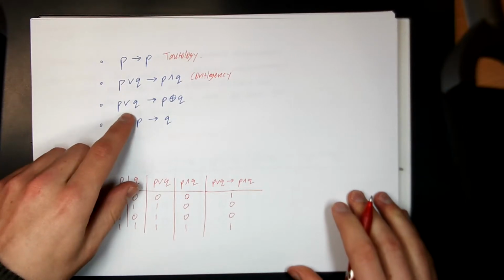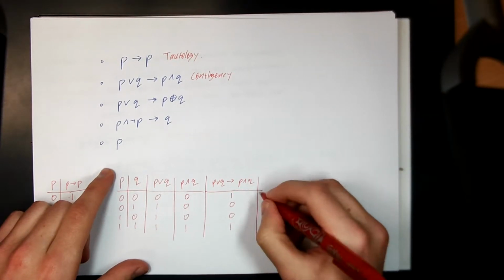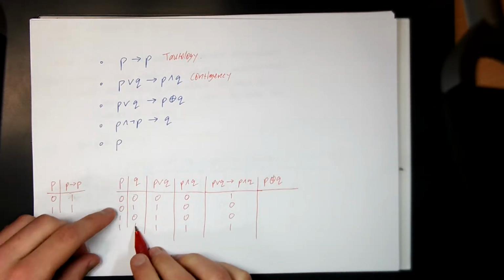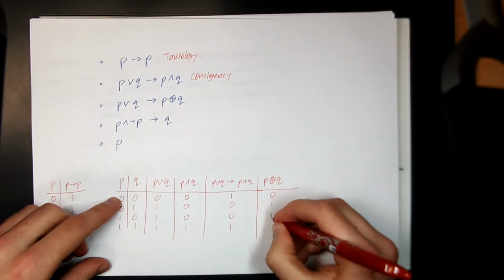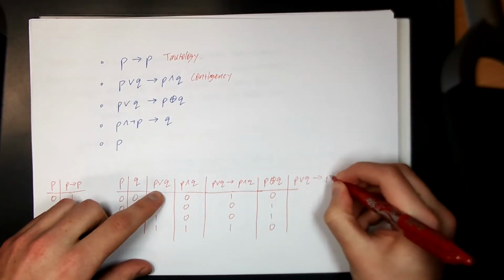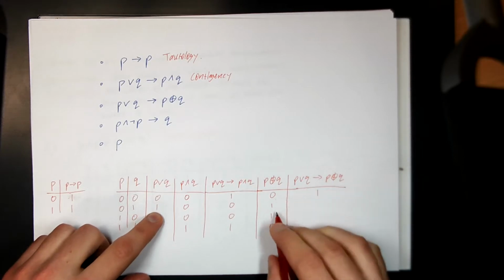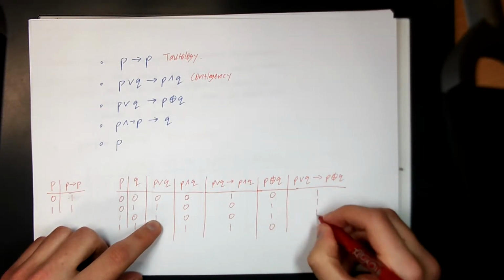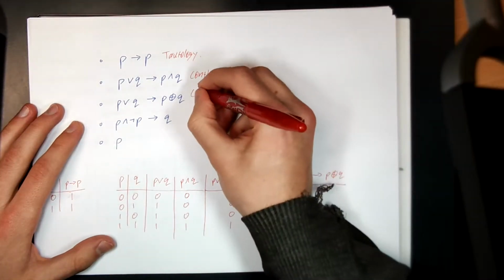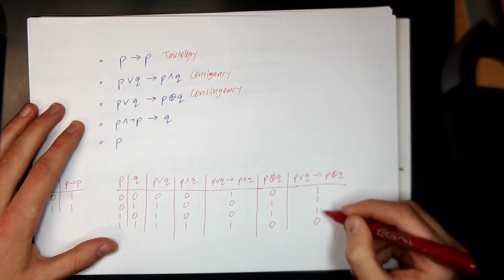Okay. P or Q implies P XOR Q. Well, I'm just going to keep using this truth table here to avoid redoing a lot of work. P XOR Q is true when the inputs are different, so 0, 1, 1, 0. And then P or Q implies P XOR Q. False implies false is true. True implies true is true. True implies true is true. True implies false is false. Okay? Again, it's a contingency, because there's some cases where it's true and some cases where it's false.